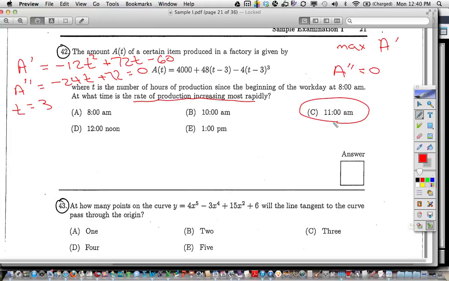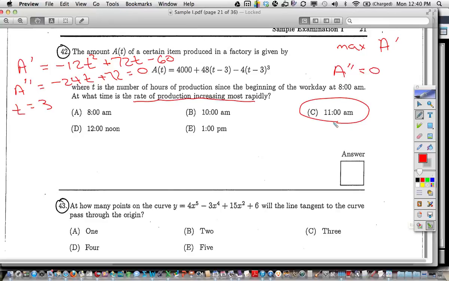Well, we didn't do anything with endpoints. How do we know that that's a max? It could be a minimum, or a flat spot or something. All we know is that's where A double prime is 0. That's all that told us. That didn't tell us that's a max.